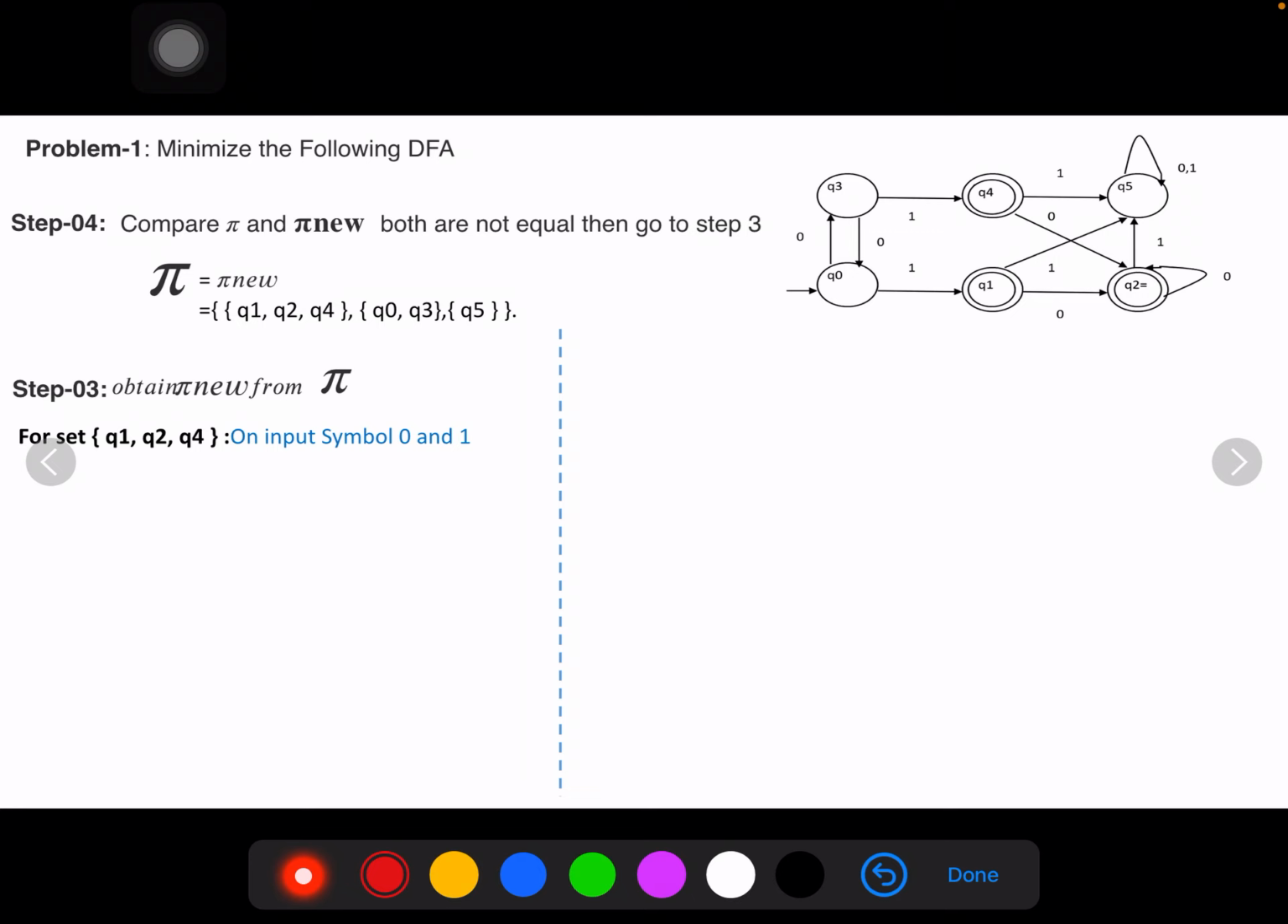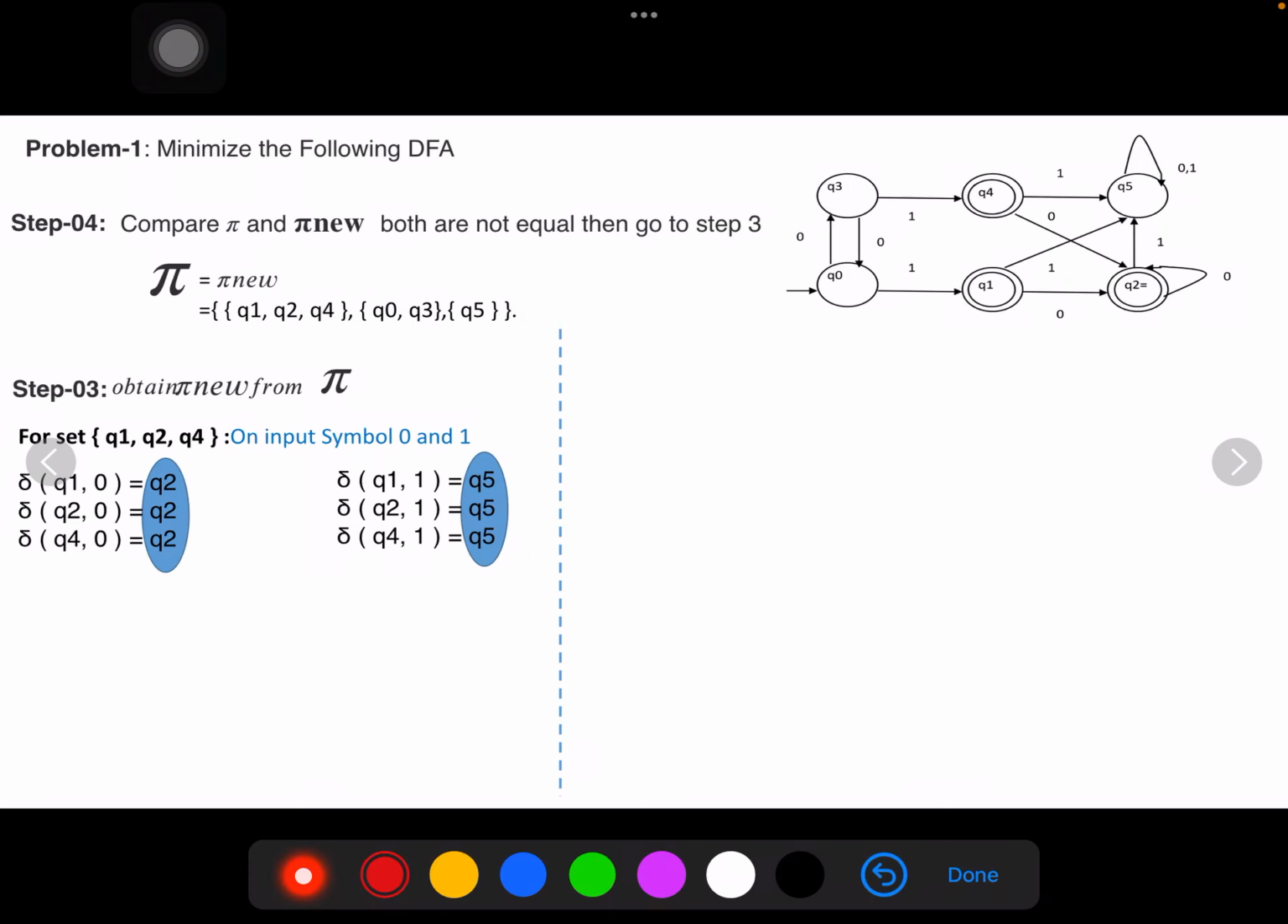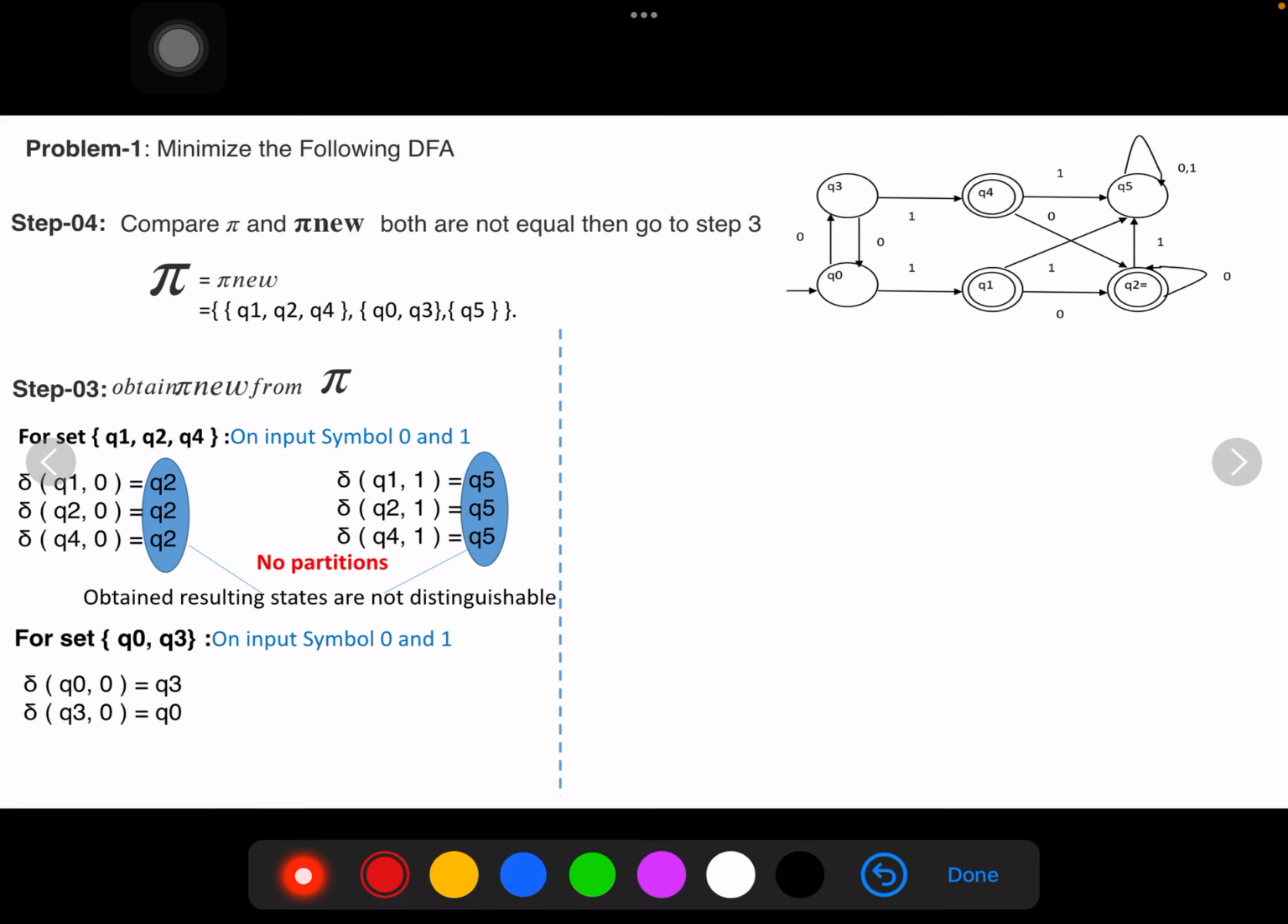So Q1, Q2, Q4 on input symbol 0 and 1. On 0 you get Q2, Q2, and on 1 also Q5, Q5. Now you see that the resulting set of states are all not distinguishable, so no partition. Take the second set on input symbols 0 and 1. So take the transition on this.